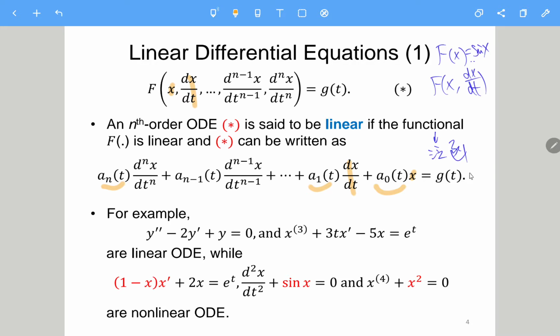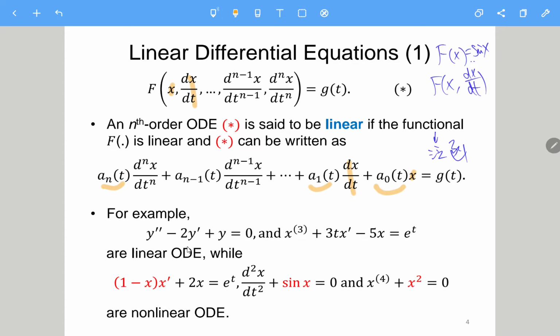And then on the right side is still g of t, nothing special. But yeah, the point here is that we only have x, dx dt up to dn x dt n for each term. We can't really have something like other nonlinear functions involved there. So for example, let's see some examples.